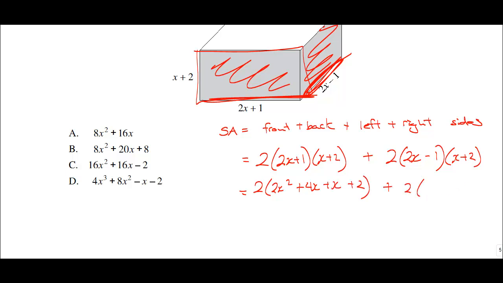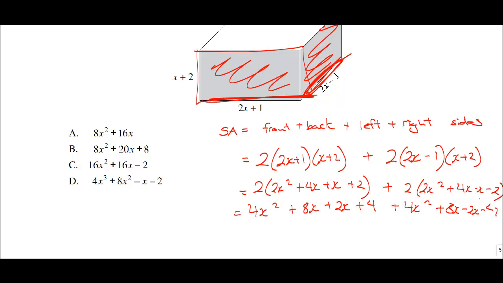Do the same thing over here. 2x times x is 2x squared. 2x times 2 is 4x. Then we have a negative x running at real estate, and then minus 2, like so. Multiplying everything by 2 in this bracket, that would give me 4x squared plus 8x plus 2x plus 4. And this one's going to give me 4x squared plus 8x minus 2x minus 4.